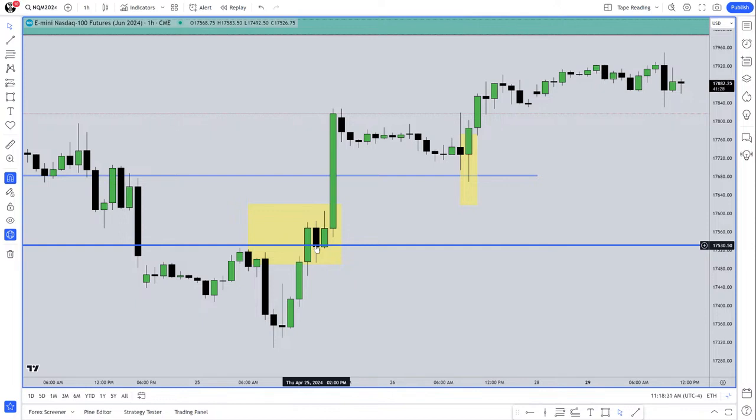Done. But this rally, when it runs, what is it reaching for? If there's a change in the state of delivery, it's going to seek the opposing side of what? Liquidity or inefficiency.